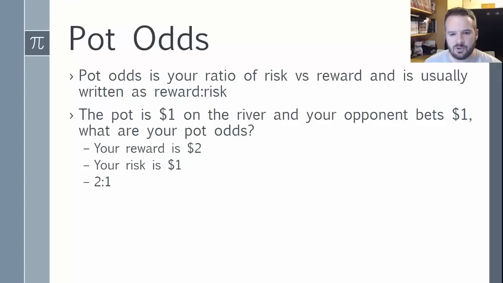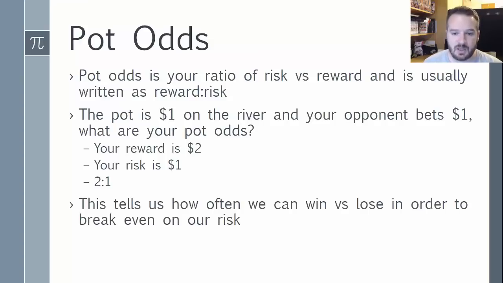And I will let you guys know, you can switch these around and put it in whatever order you want, as long as you know what order you're putting it in. So if you want to say I'm getting 1 to 2, and in your mind it's risk and reward, that's fine. But you have to be very clear about what question you're answering and how you're constructing your ratio. As long as you're clear about that, and as long as you're consistent all the way through all of your equations, it doesn't really matter. But this is the way it's normally done.